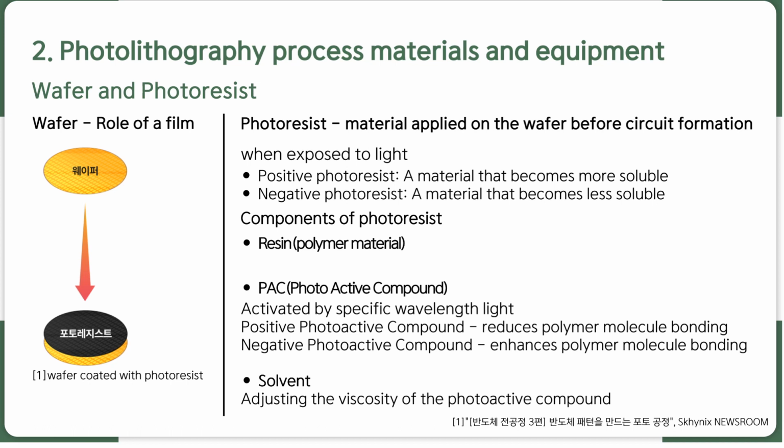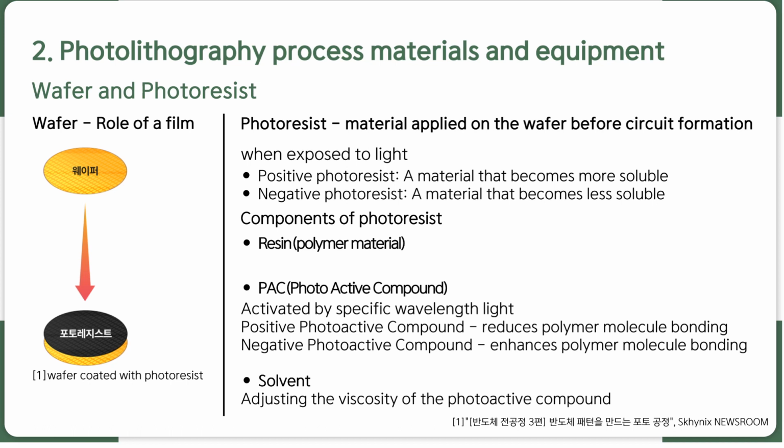On this wafer, we apply a substance called photoresist. Photoresist comes in two types, positive and negative. When exposed to light, positive photoresist becomes more soluble, while negative photoresist becomes less soluble.